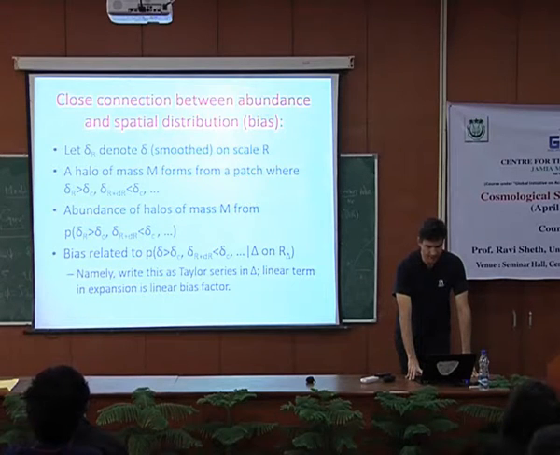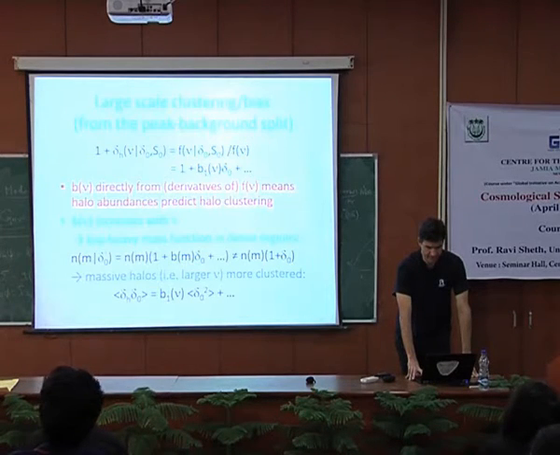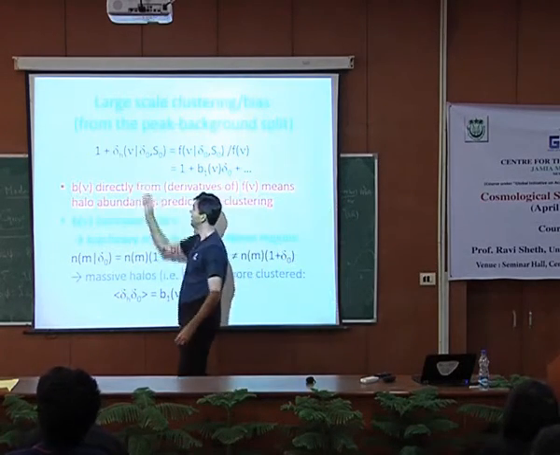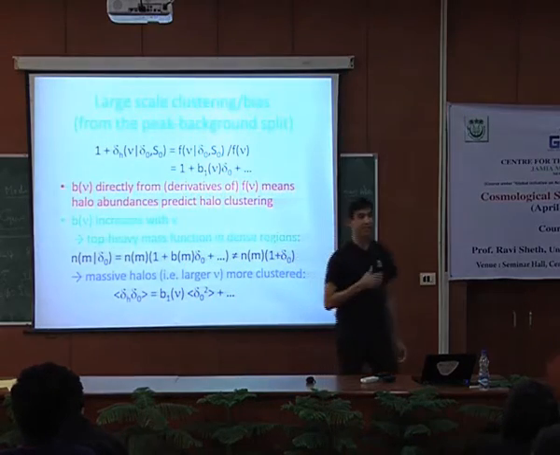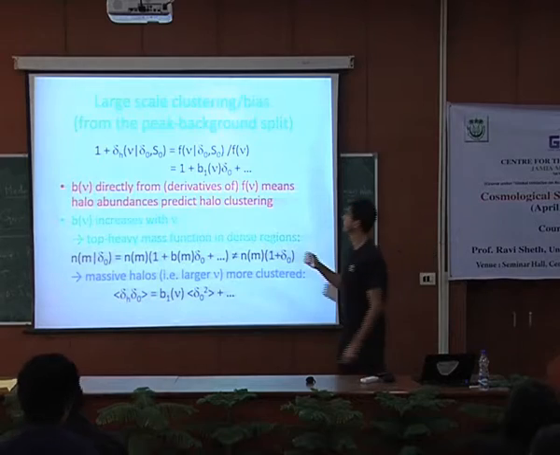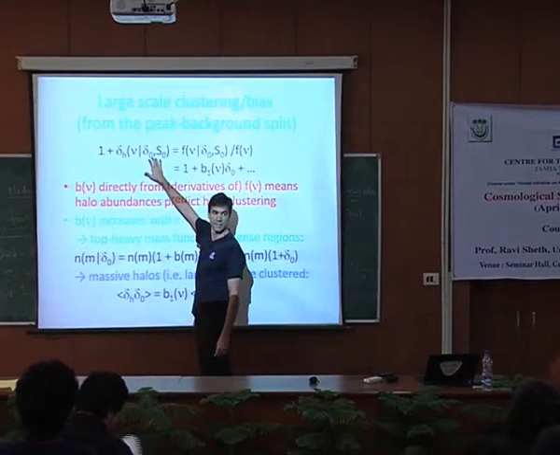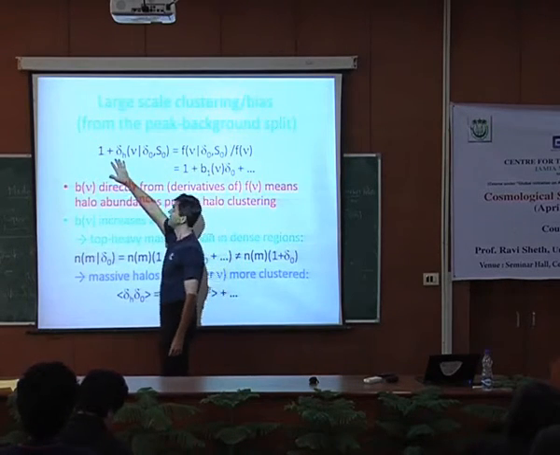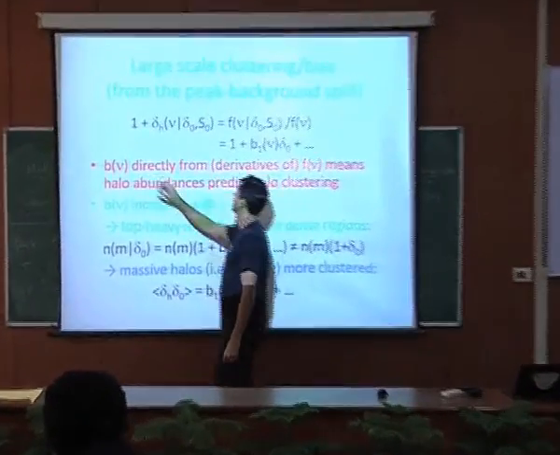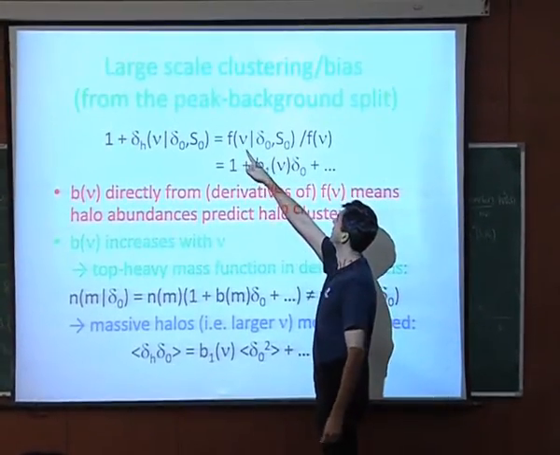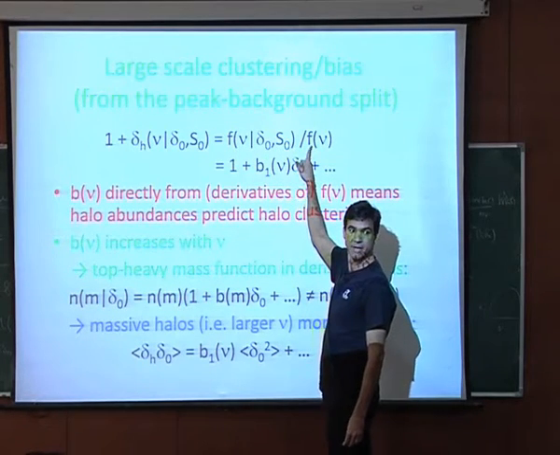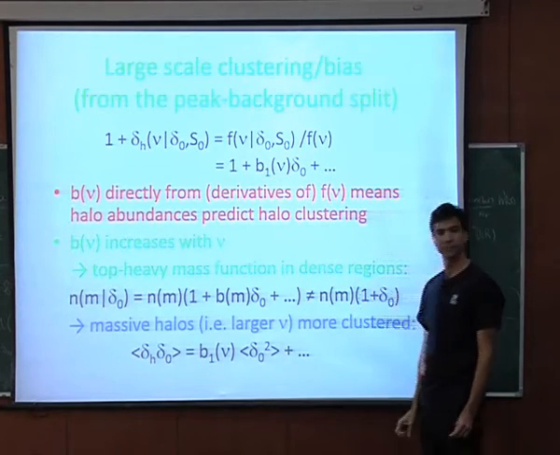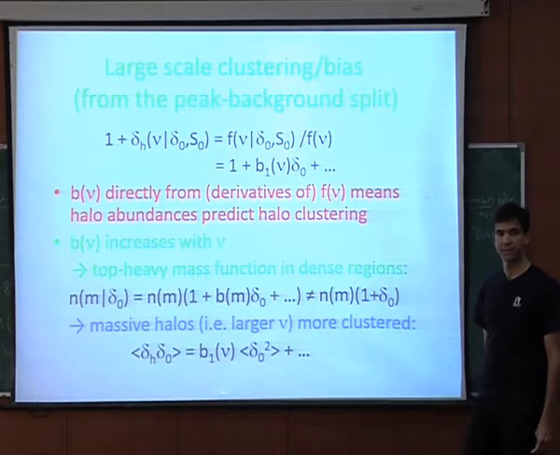We said write as a Taylor series. This is writing as the Taylor series. This is, again, writing as the Taylor series. So now we can define the overdensity of the halos. Given the large-scale density of matter, is this value on this large scale. The overdensity of the halos is given by the ratio of the conditional mass function to the unconditional mass function. So that's the 1 plus b1 delta 0, plus the higher order terms.